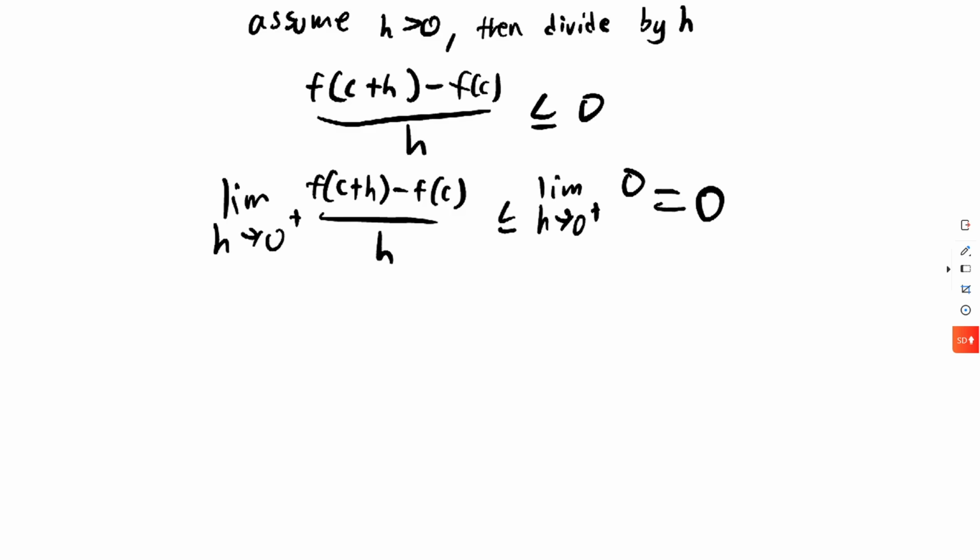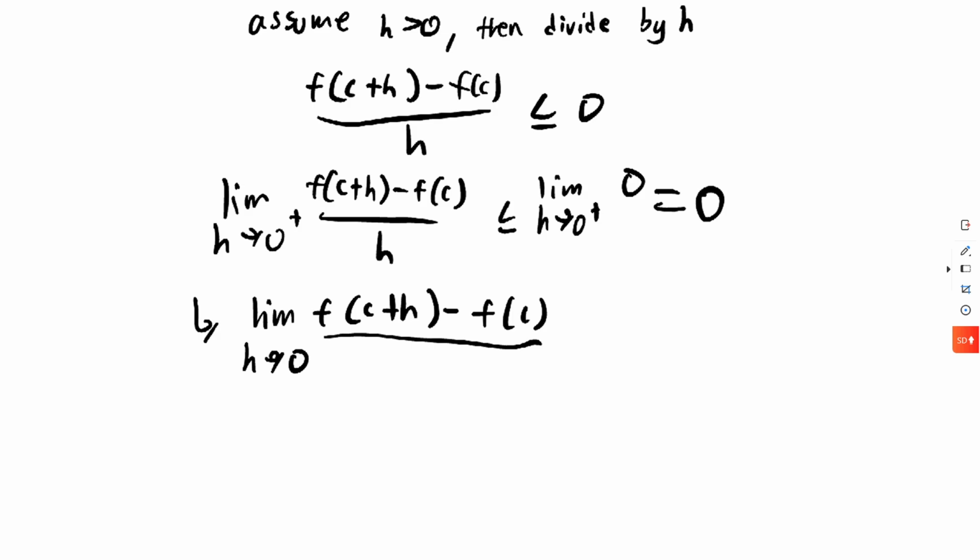So essentially, if we put this together, we're really just saying the limit as h goes to 0 from the right of f of c plus h minus f of c all over h is less than or equal to 0. That's what we just said for h greater than 0. Okay? So what is this really saying?